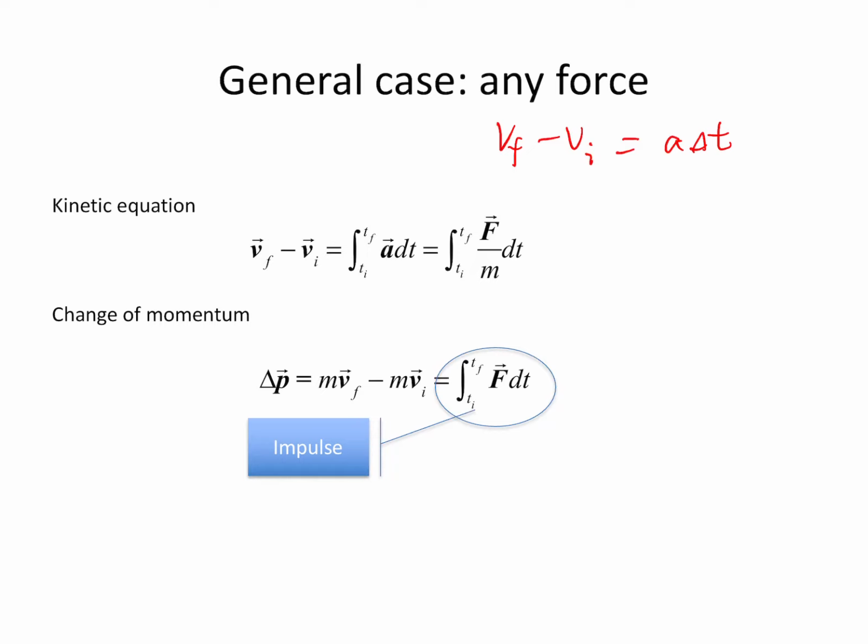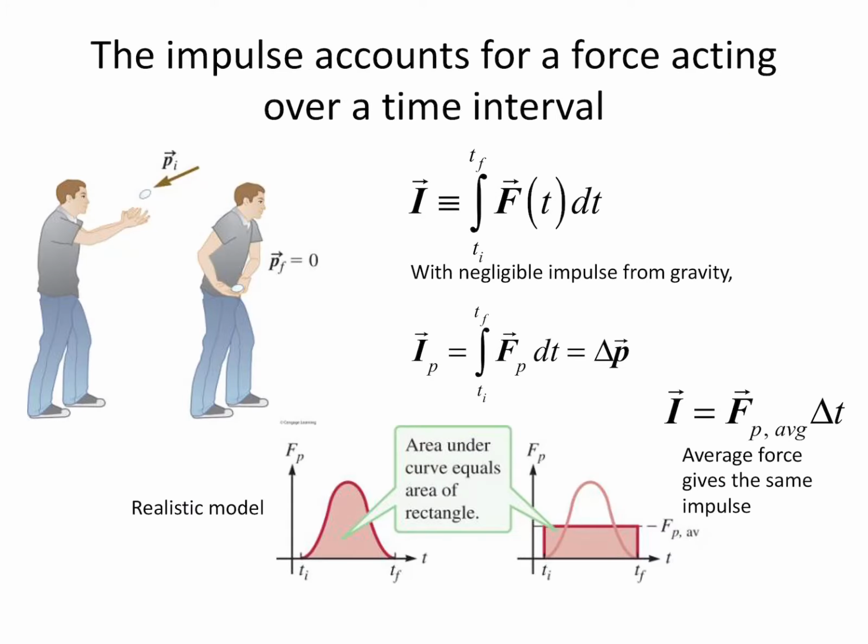Now, if you don't like integration, let's make it simpler. If F is constant, then this integration simply gives you impulse equals F times delta t. Impulse is just F times delta t if F is a constant. Of course, if F is not a constant, you could do an integration of F over time.